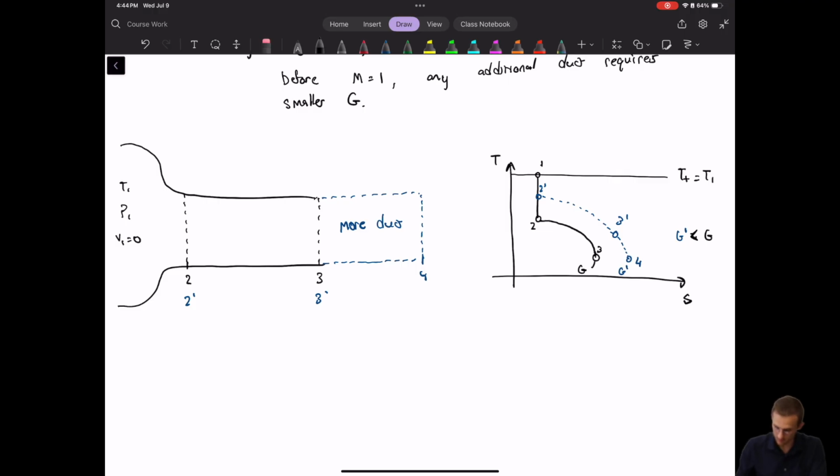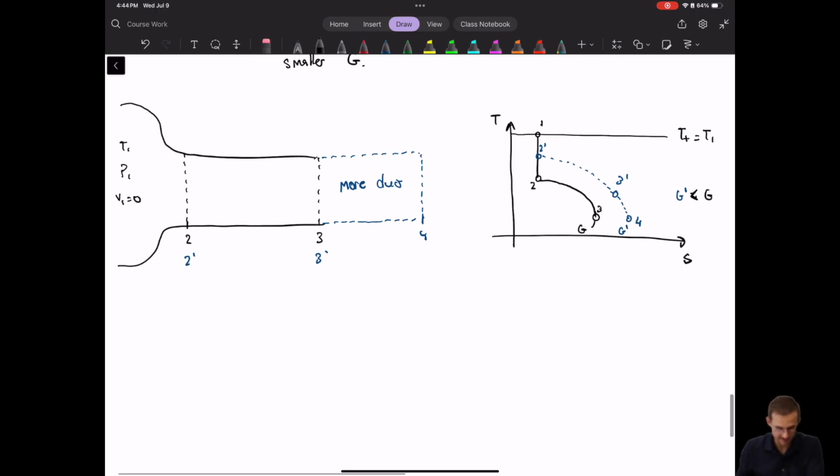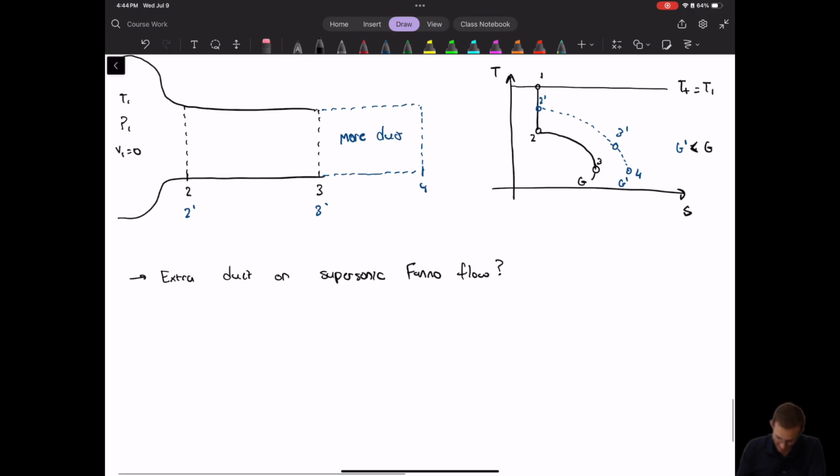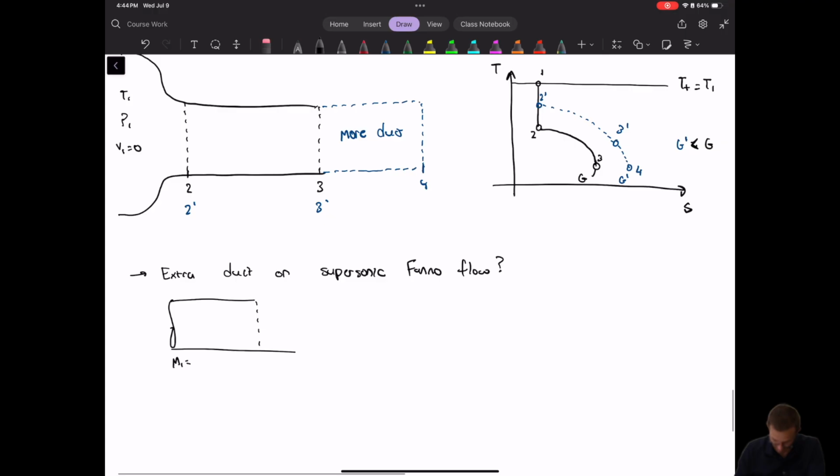Okay, so one last little note here. What effect does extra duct have on a supersonic Fanno flow? So extra duct on supersonic Fanno flow. And this is where it's a little interesting, where shocks kind of come into play. So let's say that we have a duct that's starting at M1 equal to 2.18.